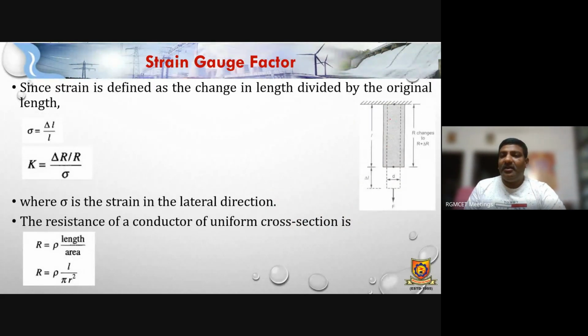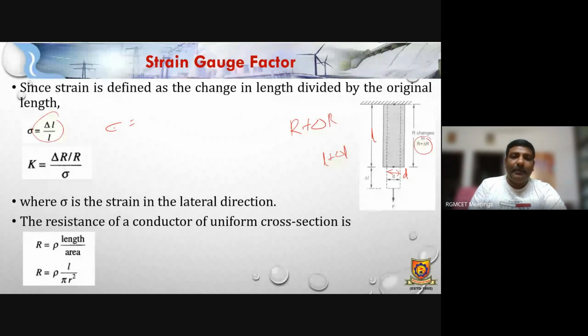Suppose this is the resistance value R of a strain gauge having a certain length L and a certain diameter d. Whenever a certain amount of force is applied, the length will increase to L plus delta L, and the d value also changes, so that the resistance changes to R plus delta R. From this formula, we can have the strain formula: strain can be represented as delta L by L. This is the value we can have.